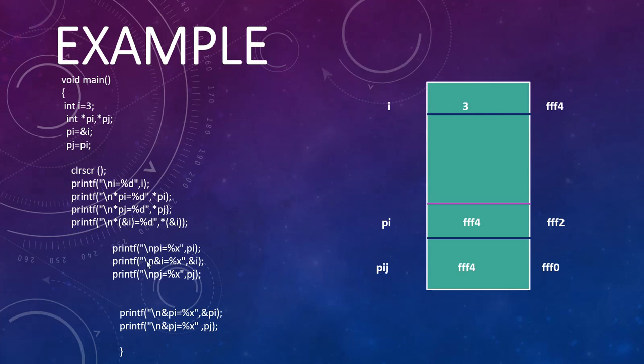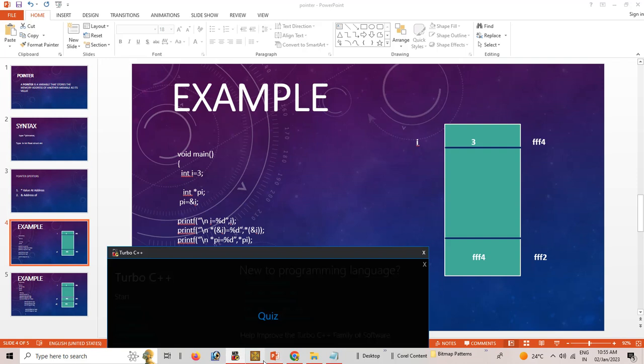Yes, now next we want to print the address of i. Now this is pi, which means the address of i. pj is the address of i, and the address of i itself, all of this is in hexadecimal numbers. Now next is the address of pj. The addresses of pi and pj are both this one.